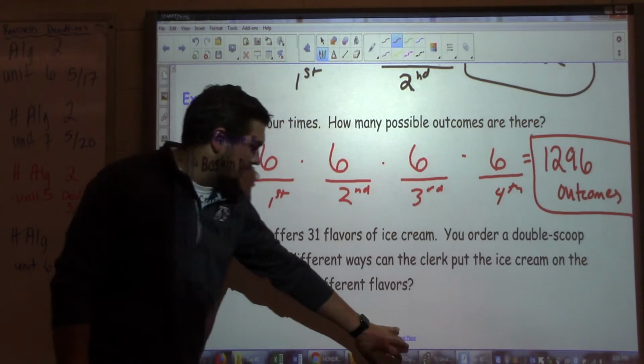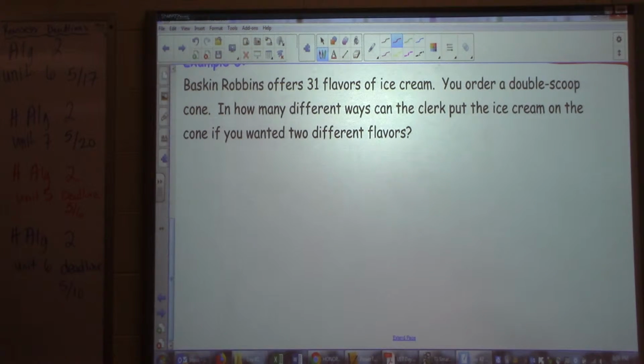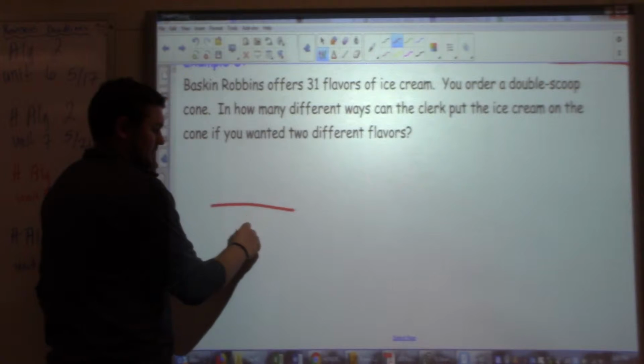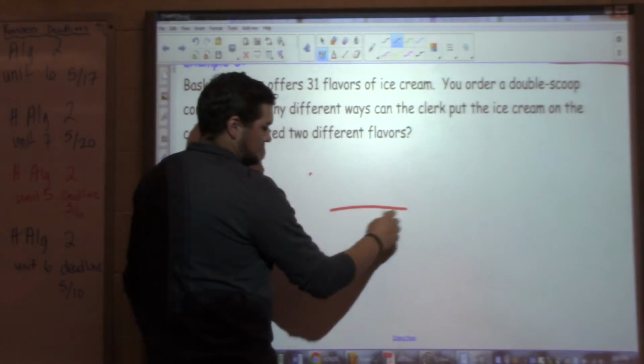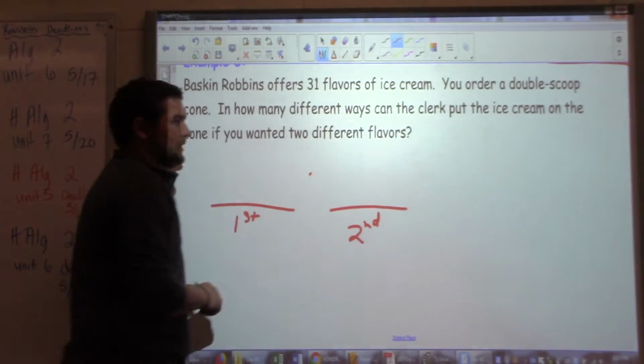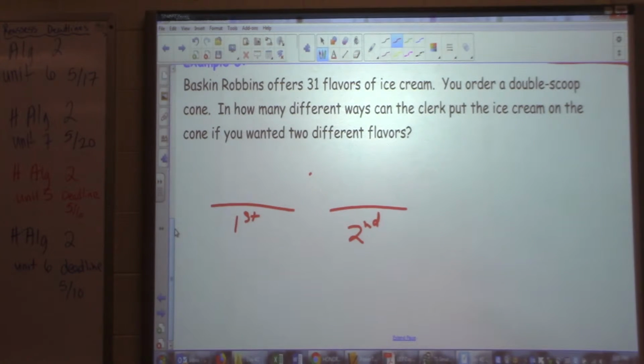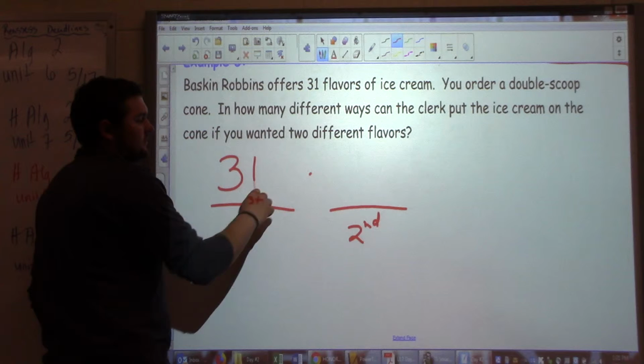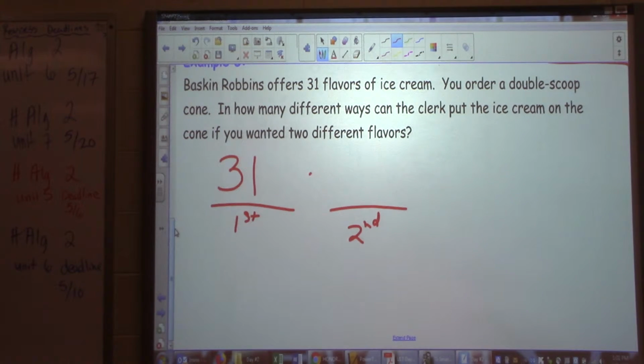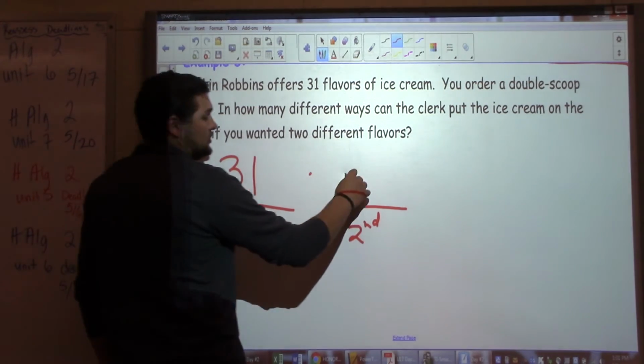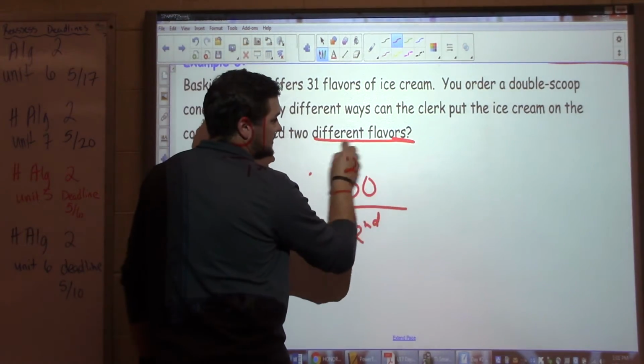Example 5, Baskin-Robbins offers 31 flavors of ice cream. You order a double scoop. How many different ways can the clerk put the ice cream in the cone if you want 2 different flavors? Okay, well, first and the second scoop. How many choices do you have to pick from the first time you're picking? 31. Okay, for my second scoop, how many choices am I going to have to pick from? 30, right? We want 2 different flavors, right?